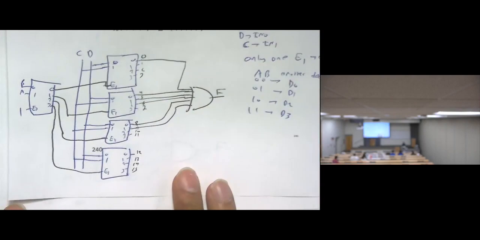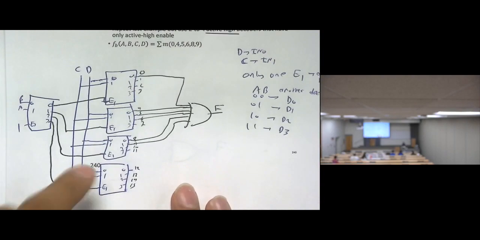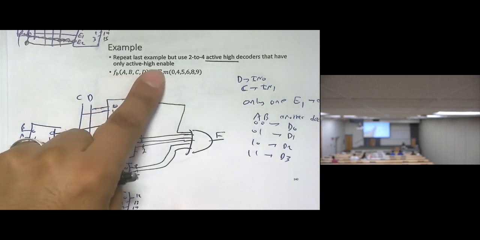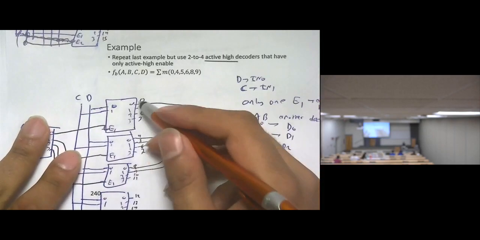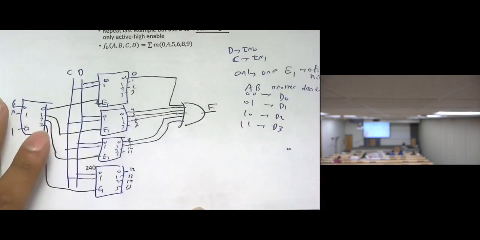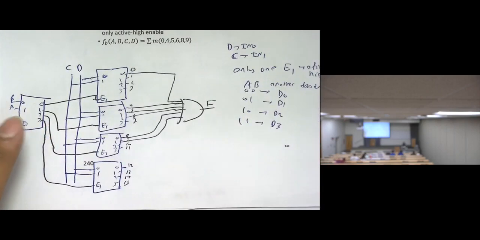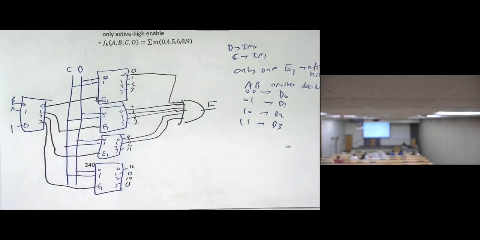Now maybe you can try it as a homework. Do this same thing, but make it active low instead of active high. All of the decoder chips are active low. Repeat this and try it. This will be a homework. Okay, again, any questions? Okay, so that's it for today.